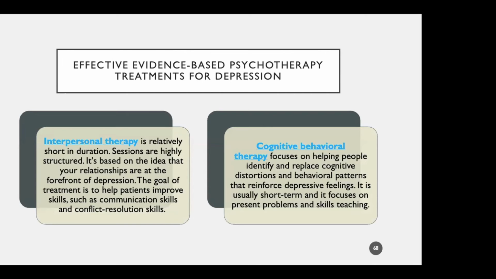Next slide. Because of lack of time, I am only giving you some psychotherapy treatments which are evidence-based. And the gold standard is a combination of counseling and medications. So there's one kind of treatment called interpersonal therapy, which is very good for older adults. The other one is CBT, or cognitive behavioral therapy.